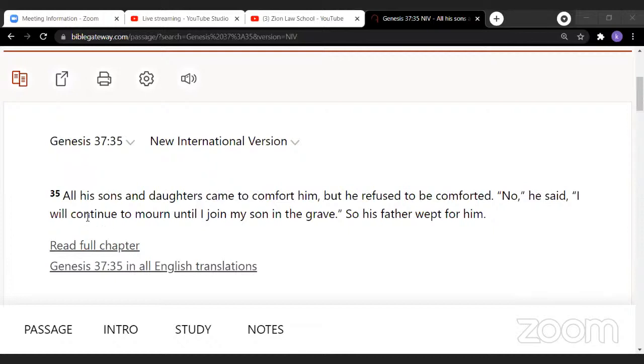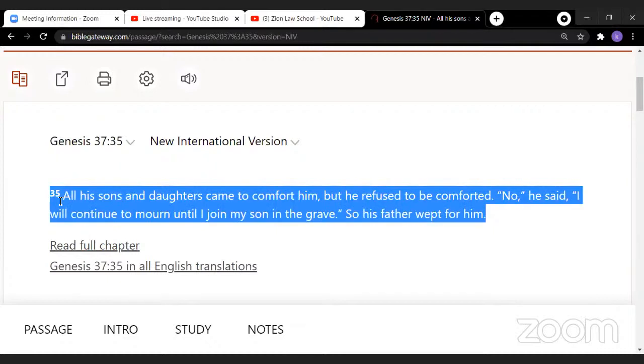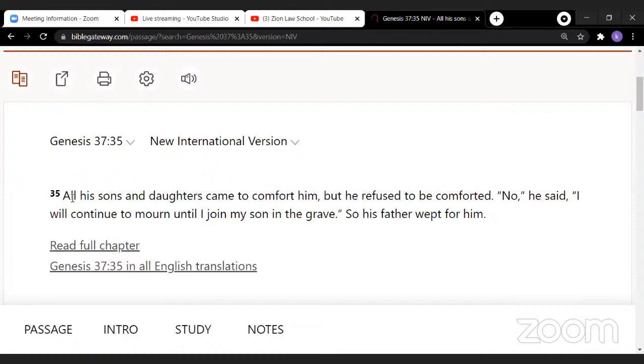Okay, so here's Genesis chapter 37, 35. Jediah, do you want to read it? Sure. All his sons and daughters came to comfort him, but he refused to be comforted. No, he said, I will continue to mourn until I join my son in the grave. So his father wept for him.